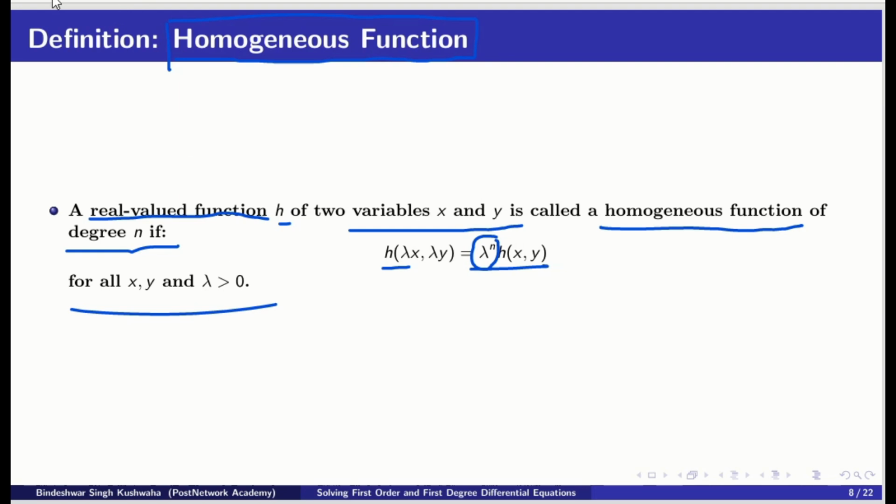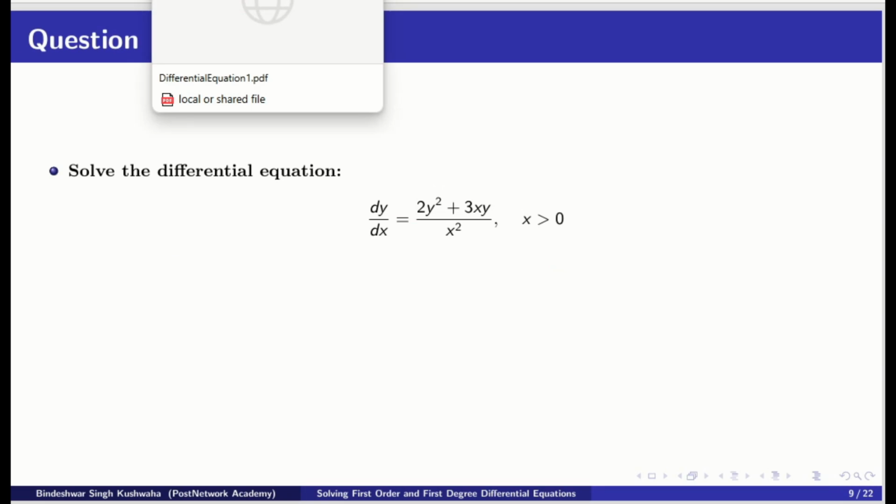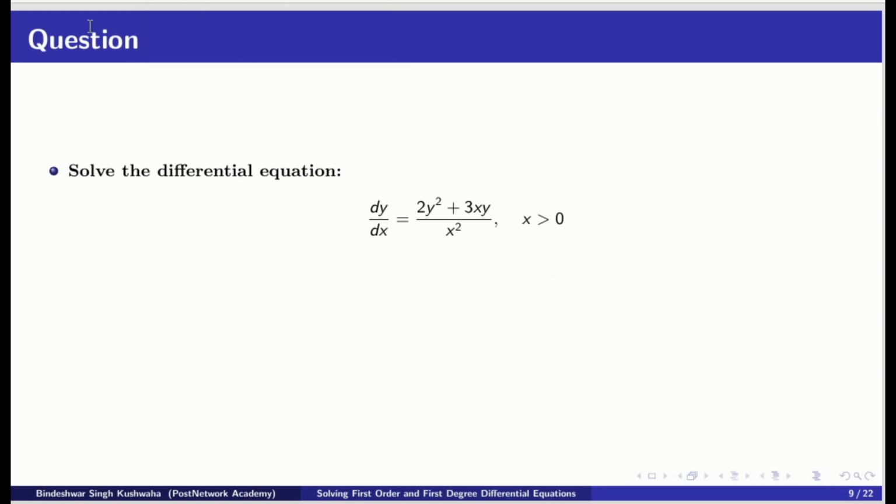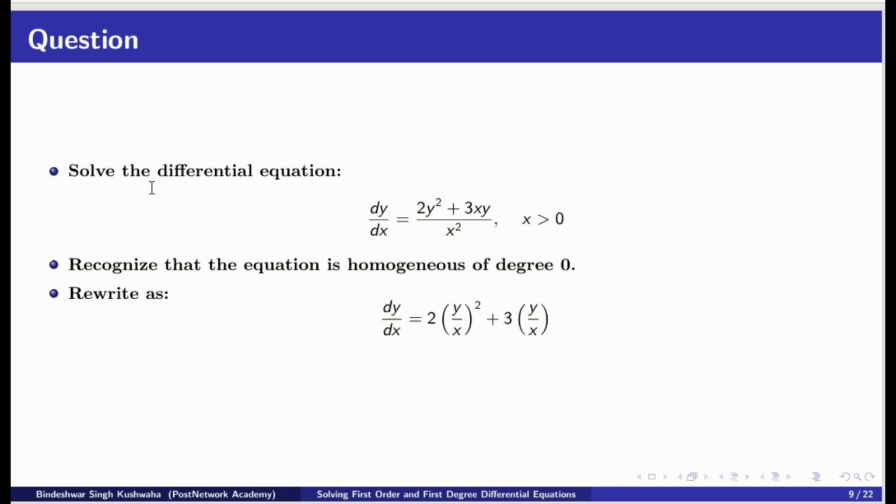So this kind of differential equation we will solve. Let us see one differential equation given here: 2y square plus 3xy upon x square. Now that equation is homogeneous of degree 0 and we will put it like this.